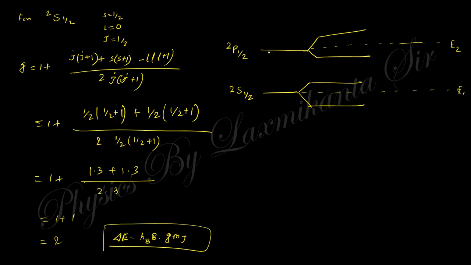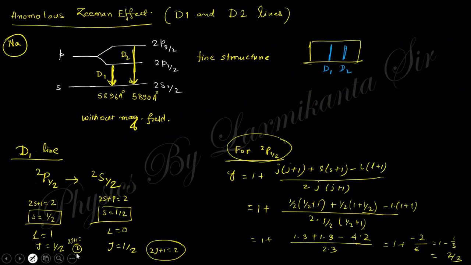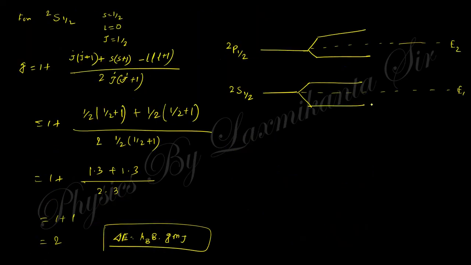But this mj for this one goes from minus j to plus j, that is minus half to plus half. So if you write down the value of mj, this is plus half, this is minus half. Similarly for that one, this is plus half, this is minus half. So what is the value of g into mj?